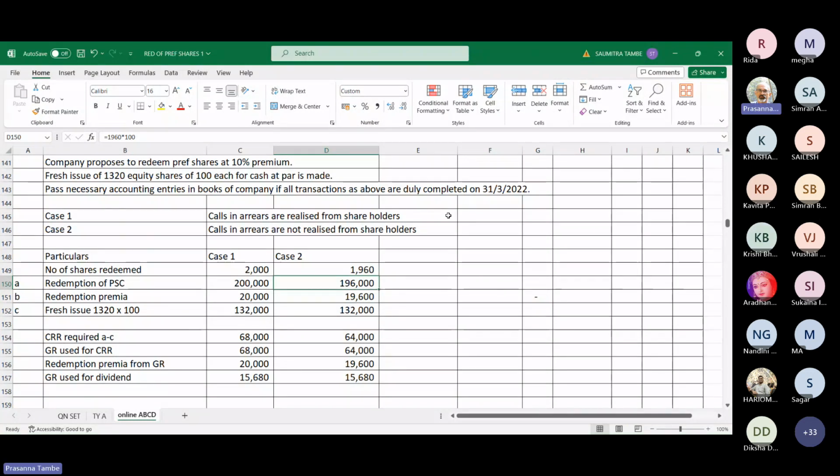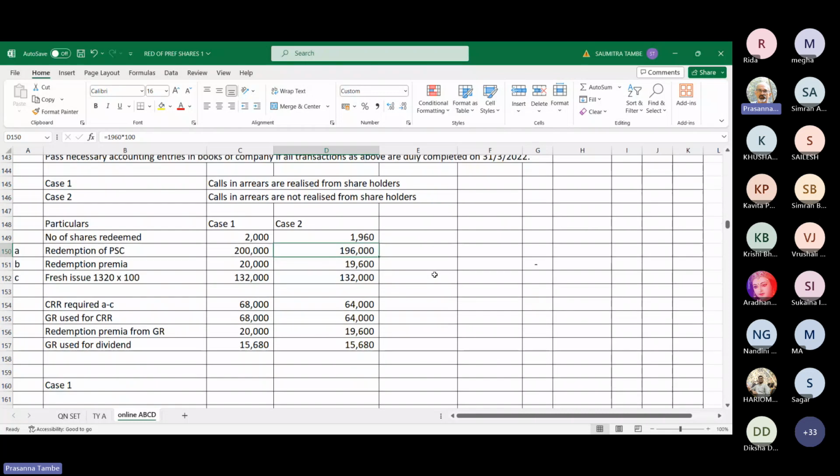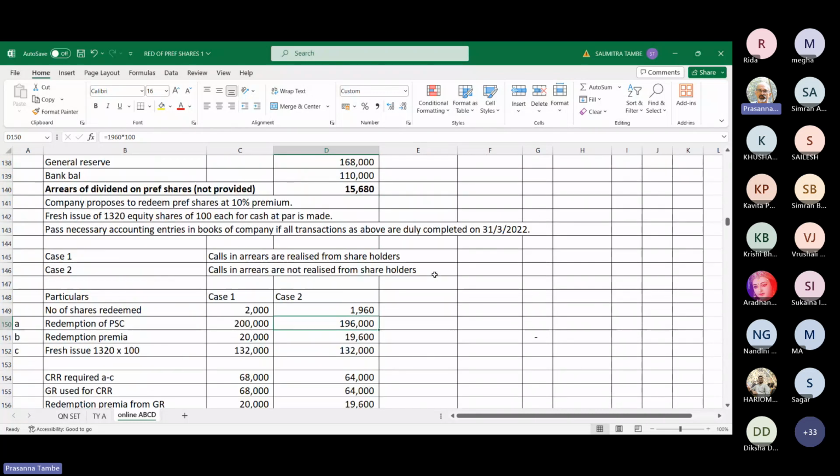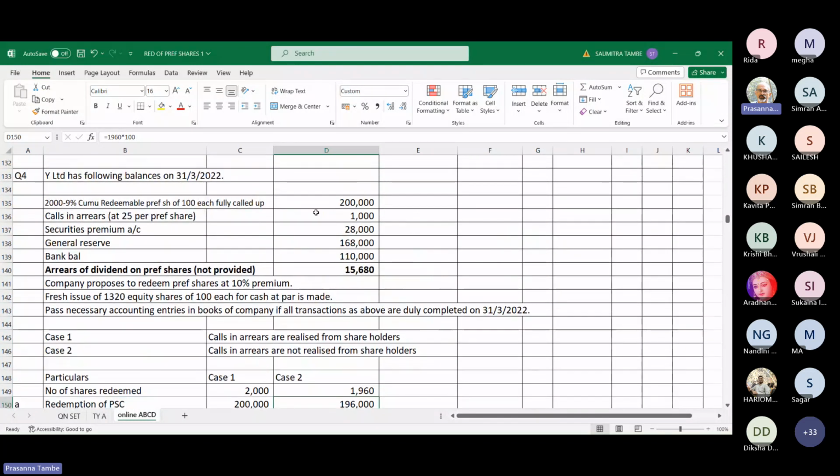Fine. Now we will pass separate entries first for case 1 and then for case 2. Now case 1, what are the possibilities that we have to look into when we pass the entries? First, we have to see that this final amount of calls in arrears is received. So we'll be passing the entry for collection of that amount. Then we will pass the entry for fresh issue of shares. Then we'll have to make the provision for dividend and pay off that dividend also, because there is some arrears of 15,680 that has to be paid.